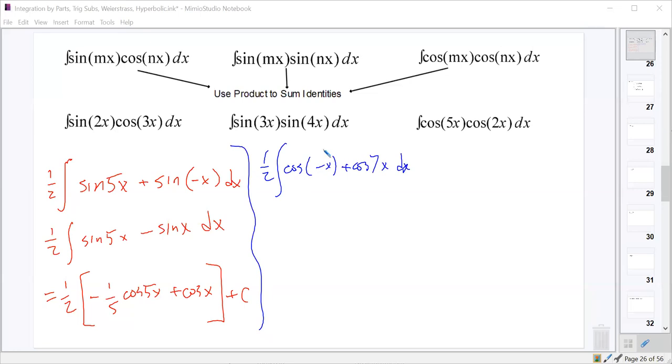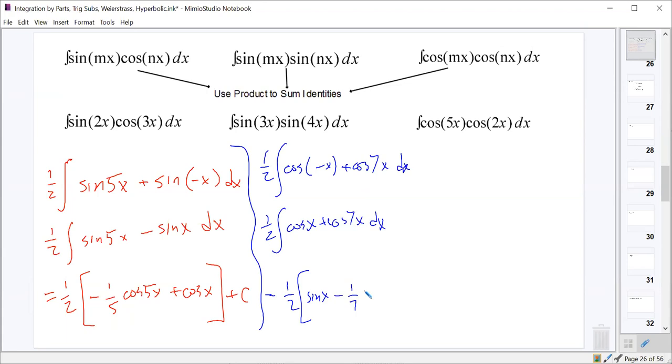All right. And what's the rule for cosine of negative x using the even odd identities? That should be just cosine of x plus cosine of 7x dx. And then when you integrate that, you get 1/2 of integral of cosine is just sine. And then the integral of cosine 7x is 1/7 sine 7x plus your constant. Everybody good with that?